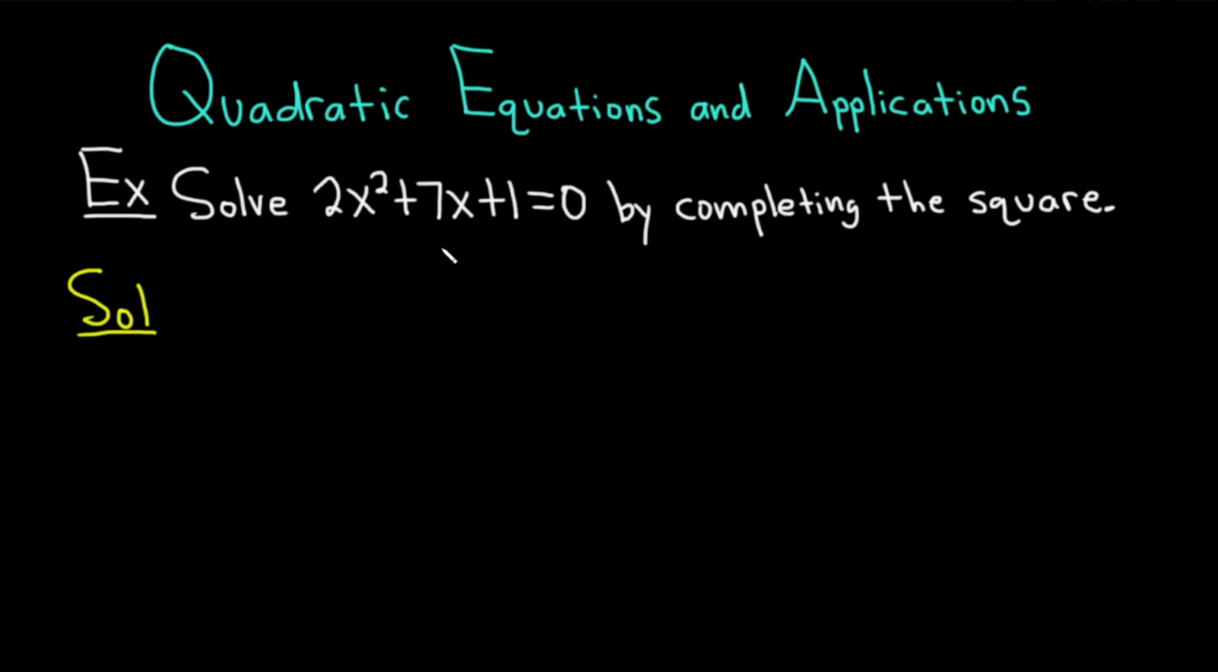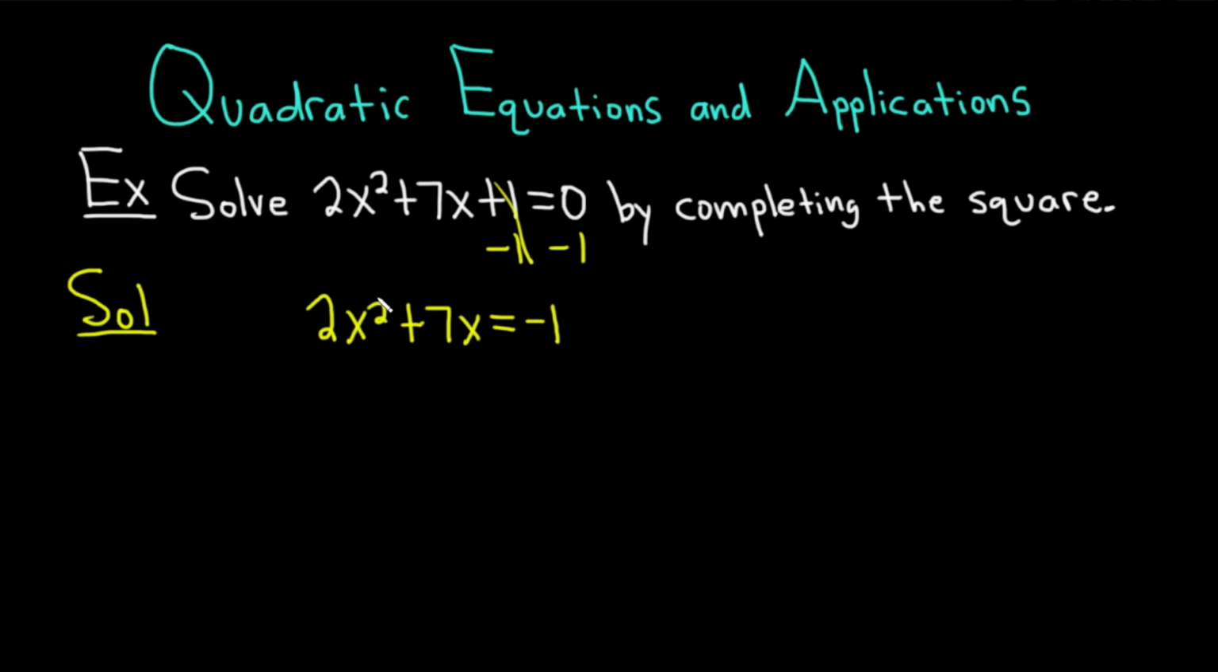The first step in the process of completing the square is to isolate all of the terms that have x's. We have this 1 here, so let's go ahead and subtract it away. So we're left with 2x squared plus 7x, and that's equal to -1.